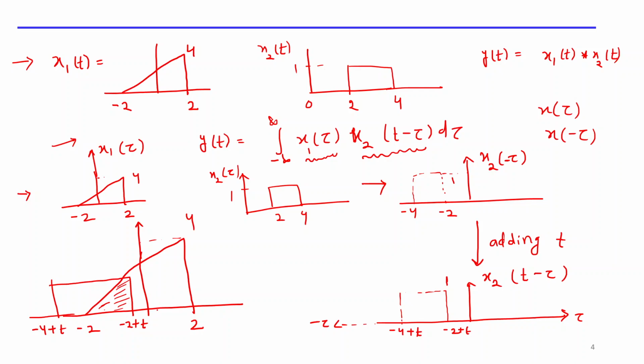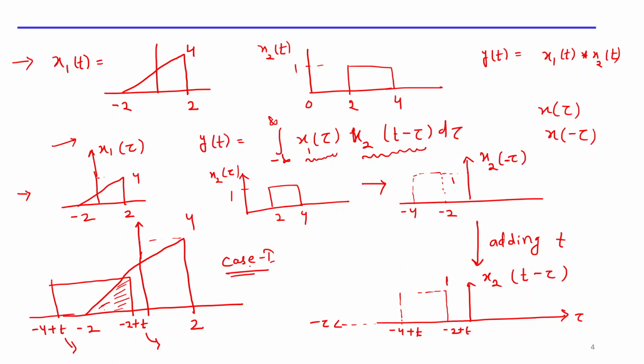But sometimes what will happen, we don't know this variable t. This variable t may be positive, may be negative, may be 0. So this is one case. This one is case one.